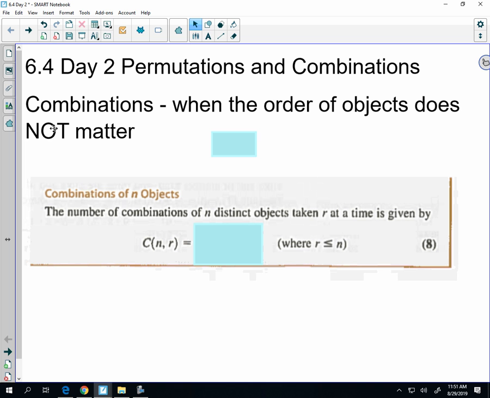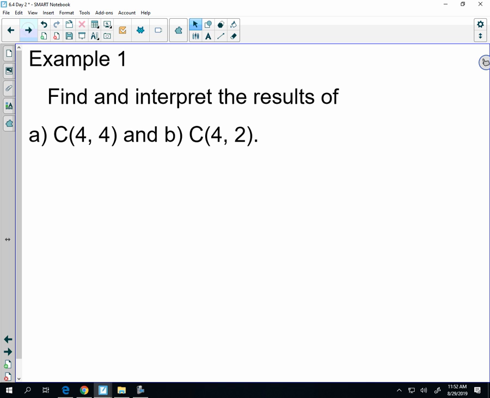So there's a formula again. The number of combinations of indistinct objects taken r at a time is given by n factorial over r factorial times (n minus r) factorial, where n is the total number and r is how many you're taking. So notice where r is less than or equal to n. Again, we're going to use this formula, and then we'll talk about using our calculator after that.